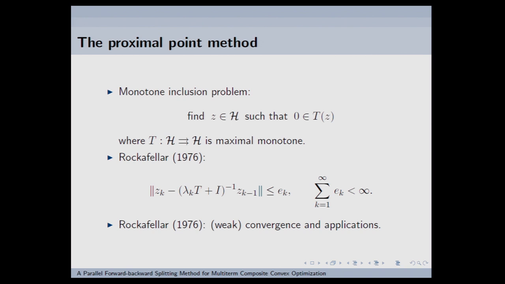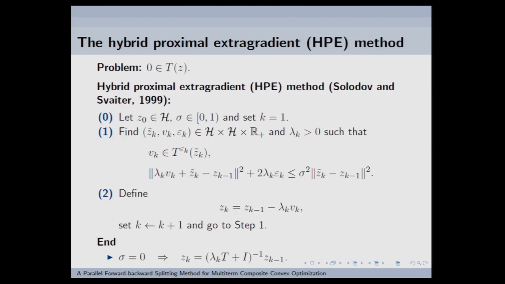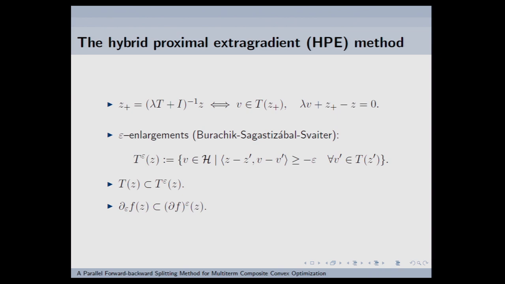We need an error criterion, and Rockafellar proposed this error criterion. You can make an error in computing z^k, but the errors must be summable. If this holds, then the method converges, and of course we need to assume that lambda_k, the proximal parameter, is bounded away from zero. This is a standard assumption. And we have weak convergence in infinite dimensions. Rockafellar also proposed a lot of applications in convex programming and so on.